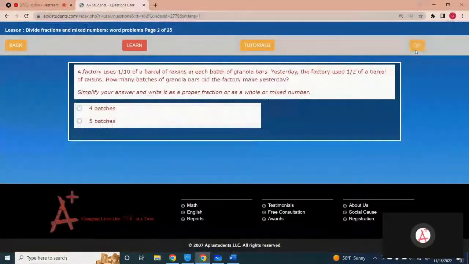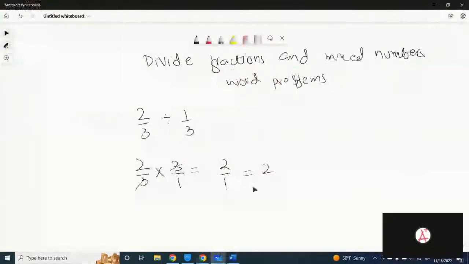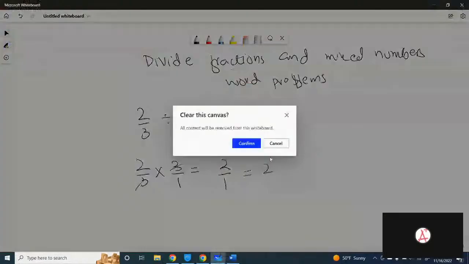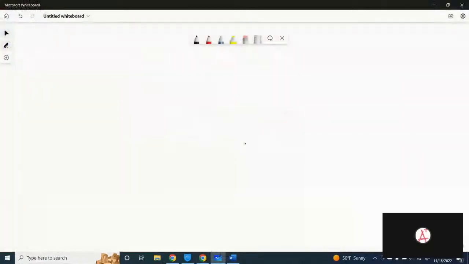Okay, good. The next one: a factory uses 1/10 of a barrel of raisins in each batch of granola bars. Yesterday, the factory used half of a barrel of raisins. How many batches of granola bars did the factory make yesterday? So you have to divide them.